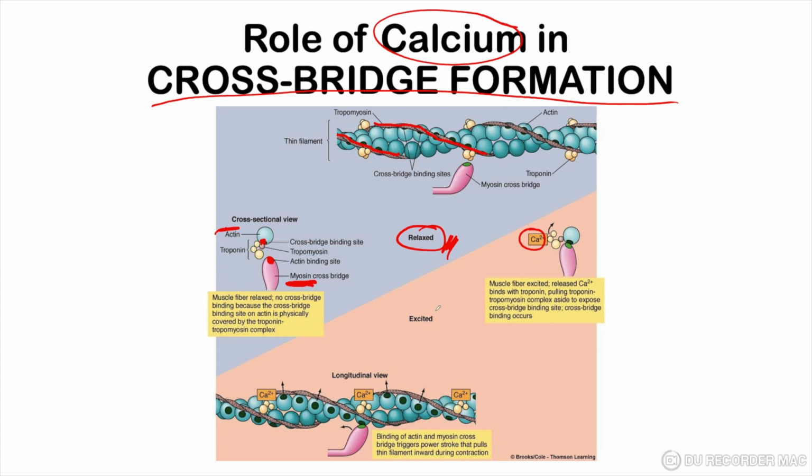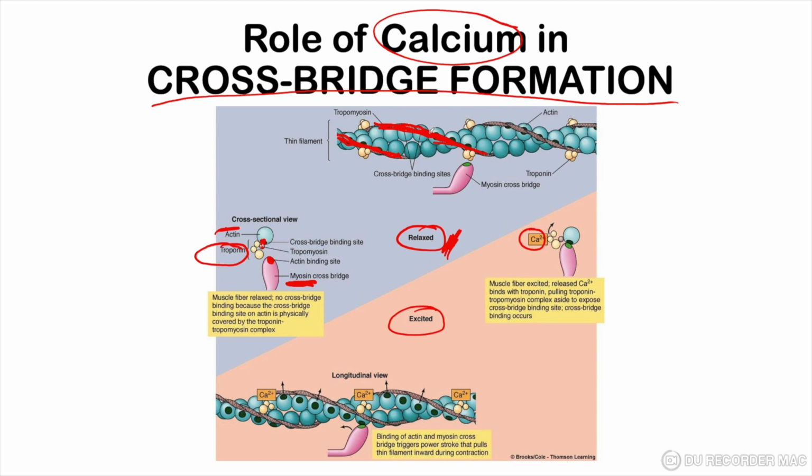So again, during the relaxed state, tropomyosin, this rope-like structure right here, covers the myosin binding site. So your myosin head cannot bind directly to actin, because troponin, this structure right here, has the main function of stabilizing the tropomyosin in its blocking position, thus blocking the actin and inhibiting the cross-bridge formation.